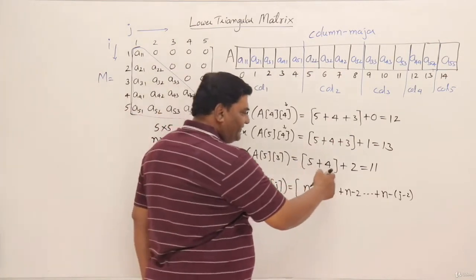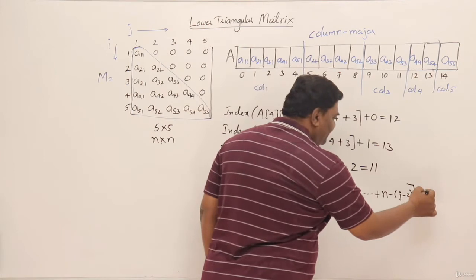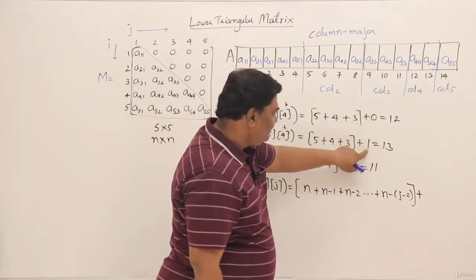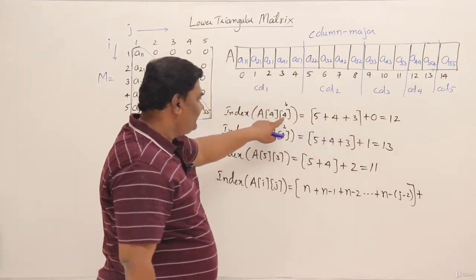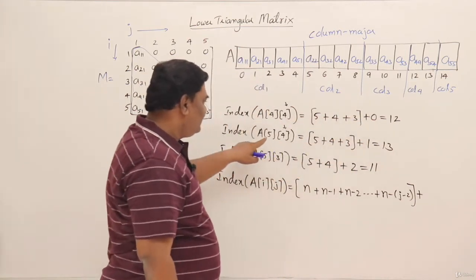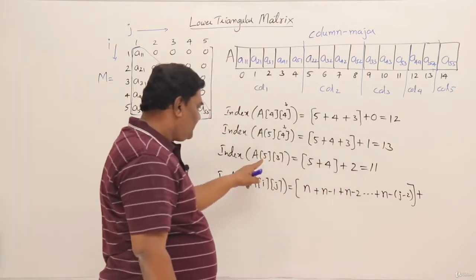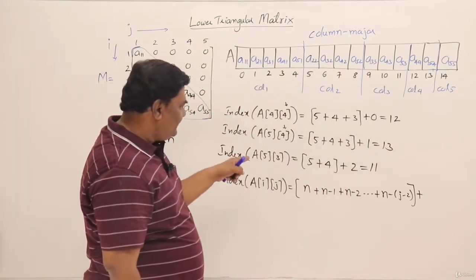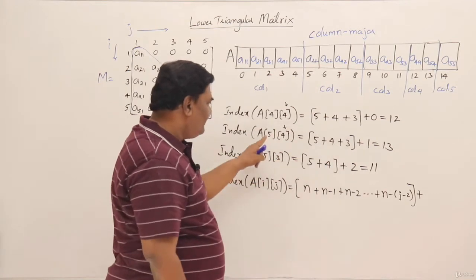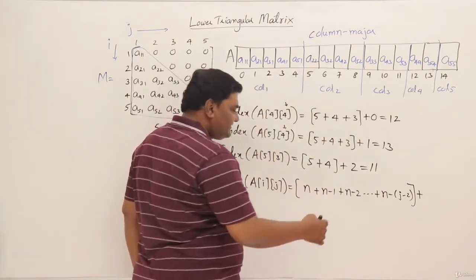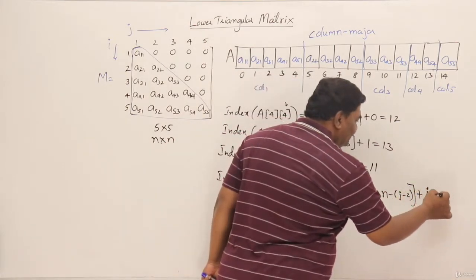So this has finished within the bracket, then plus. What is this value? See, this we got 0 because it was 4, 4. This was 1 because 5, 4. And this we got 2 because 5, 3. So if you observe, 5 minus 3 is 2, 5 minus 4 is 1, and 4 minus 4 is 0. So yes, it is i minus j.